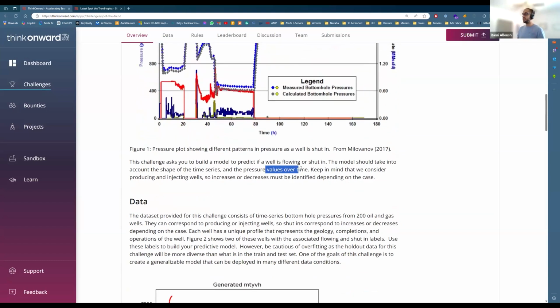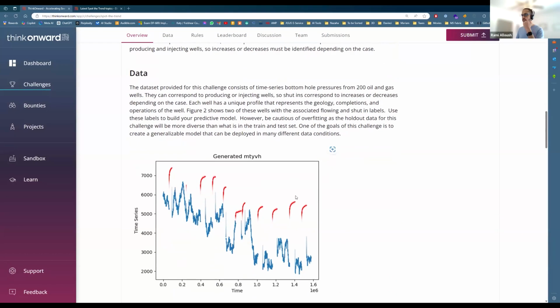And the pressure values over time. Keep in mind that we consider producing and injecting wells, so increase or decrease must be identified depending on the case. So when you are dealing with the well or the data, you have to pay attention. Are you dealing with production or are you dealing with injection? Because the trend will be basically opposite or vice versa.